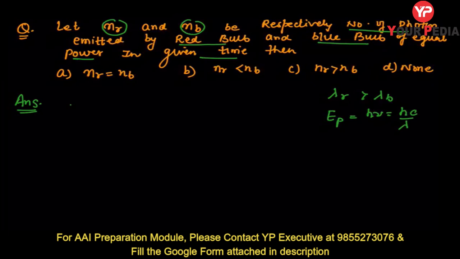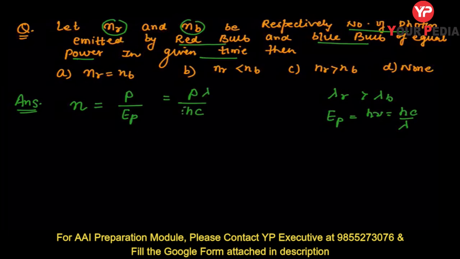So we have been asked whether the number of photons in both cases will be the same or different. If different, which will be greater and which will be lesser. I have told you, students, the number of photons emitted by a light source per second is n equal to power upon energy of photon, right? So it can be represented in terms of lambda, hc/lambda.